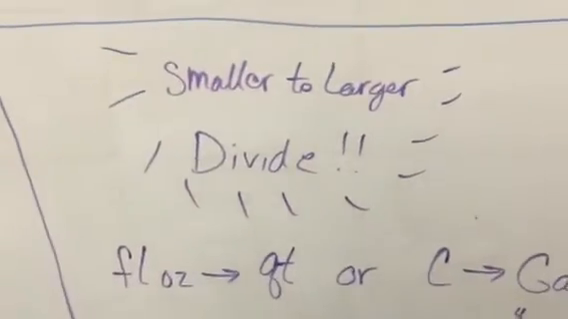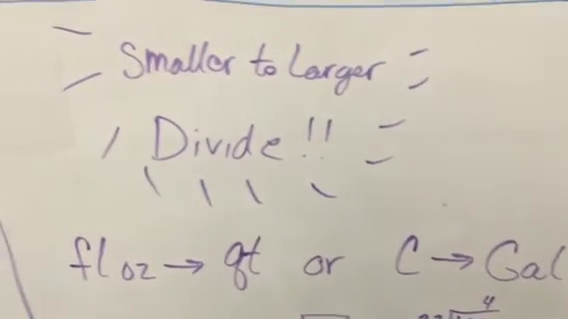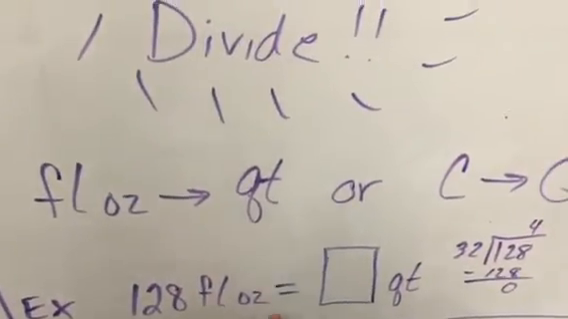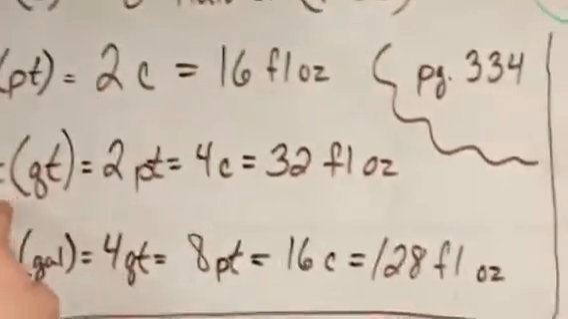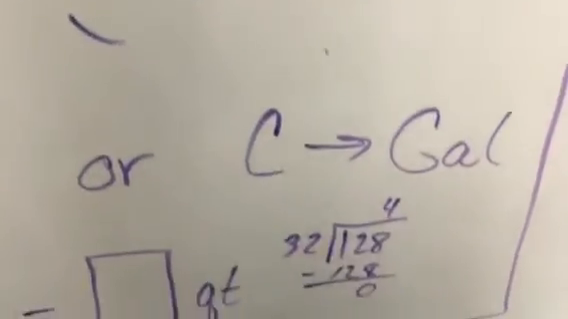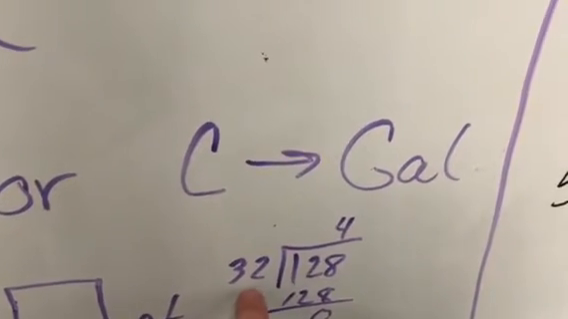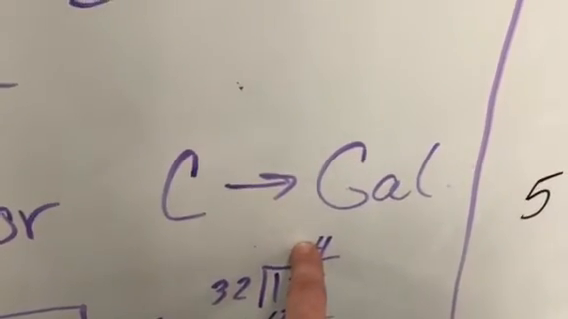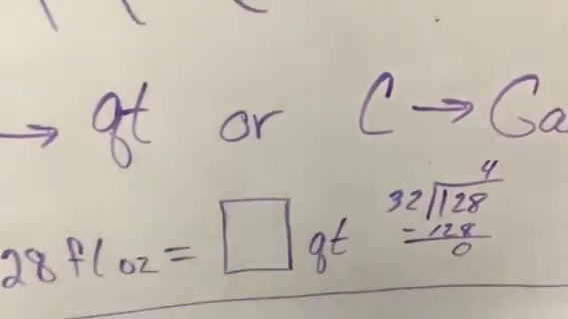Now when we're going from smaller to larger, such as fluid ounces to quarts or cups to gallons, we're going to divide. If we had 128 fluid ounces, how many quarts would that be? We see in 1 quart we have 32 fluid ounces. So we take the amount of fluid ounces we have, 128, and divide it by how many fluid ounces are in 1 quart, which is 32. 128 divided by 32 gives us 4. So 128 fluid ounces equals 4 quarts.